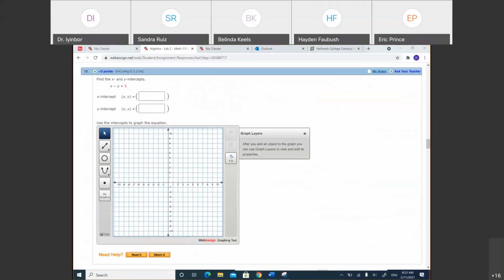Okay, so we have the equation X minus Y equals 5, and you need to find the X intercept and Y intercept. Here we have one box for both of those. For the X intercept, the second number is 0. For the Y intercept, the first number is 0. So we plug in 0 for Y to find the X intercept, following the equation. I'm replacing Y with 0, so X is 5. My first point is (5, 0).